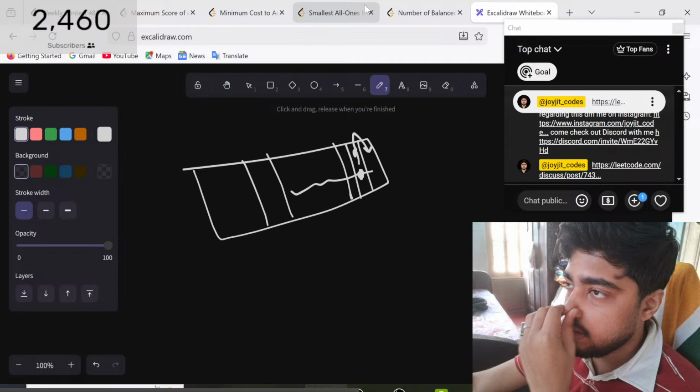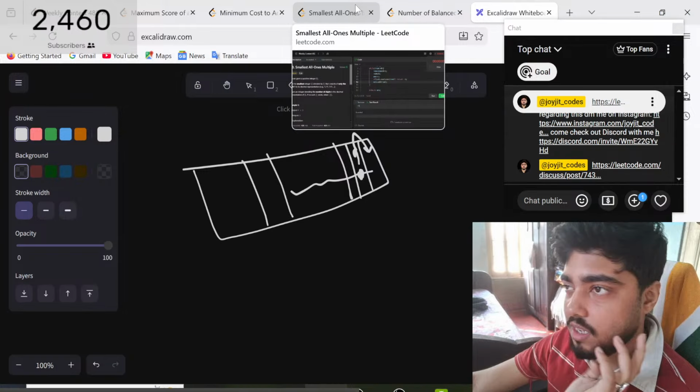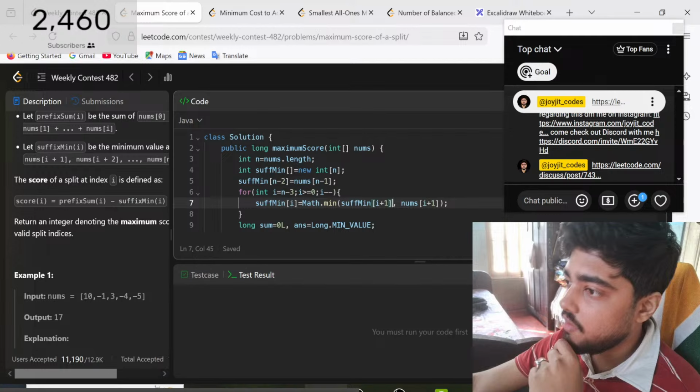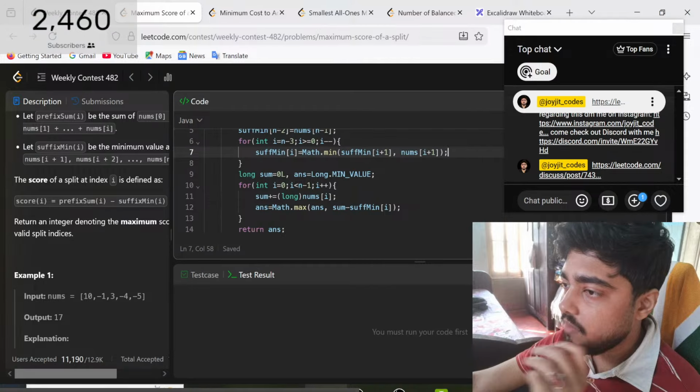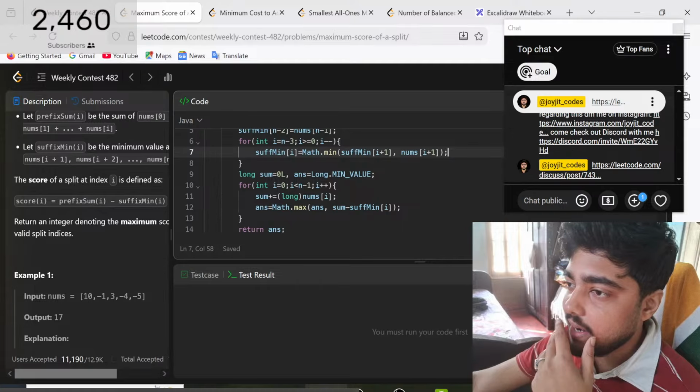So initially, the second last is the last element, and for all the remaining ones it is going to be the minimum of suffix min of i plus 1 and nums of i plus 1. Whichever is smaller, we keep it. You get it? Then you have the prefix sum, which is initially 0. The answer is initially the minimum value that you can have at any position.